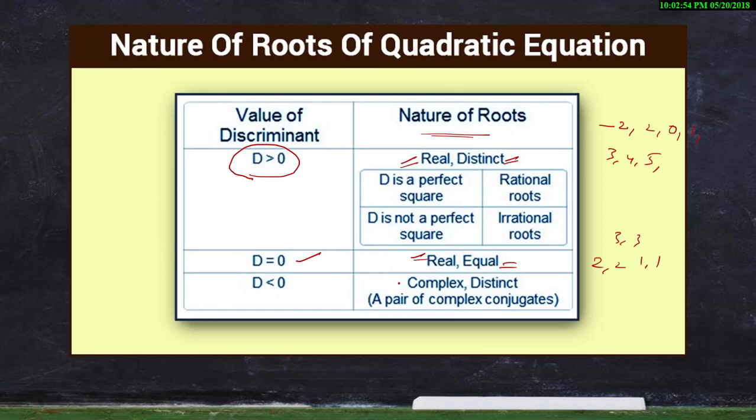And if discriminant is less than 0, we will get imaginary or complex numbers. This is an interesting topic; there is a whole subject on complex numbers. So that comes when the discriminant is less than 0.